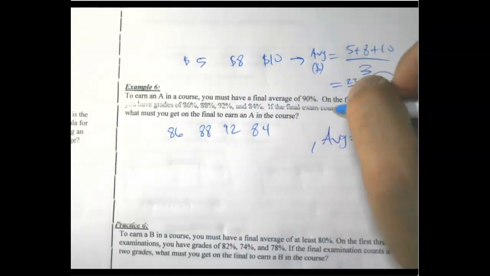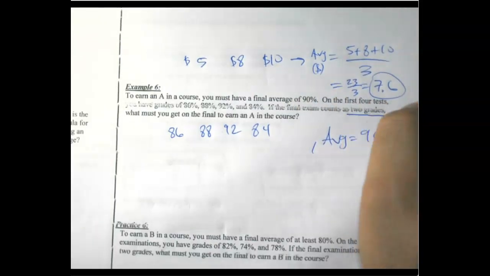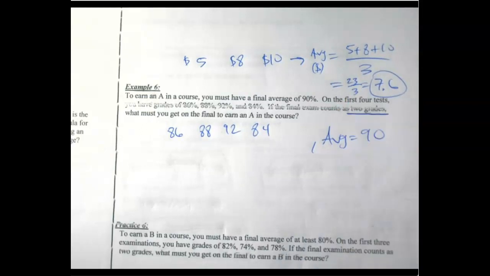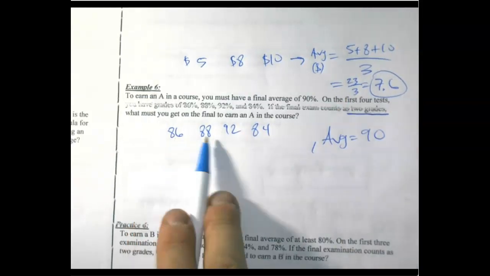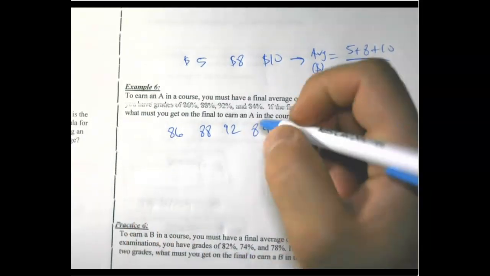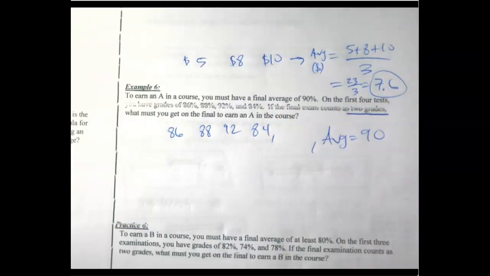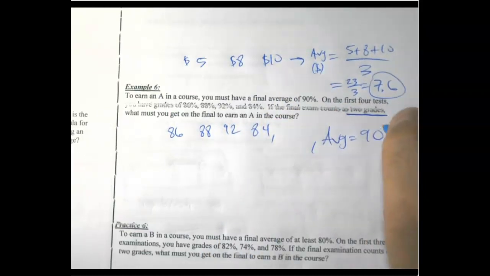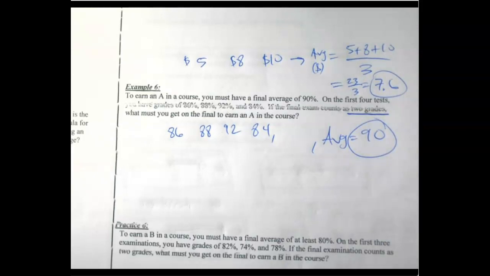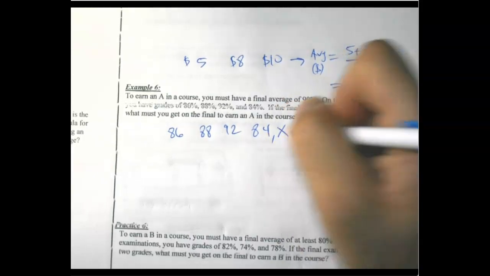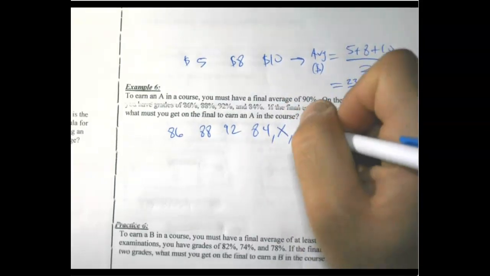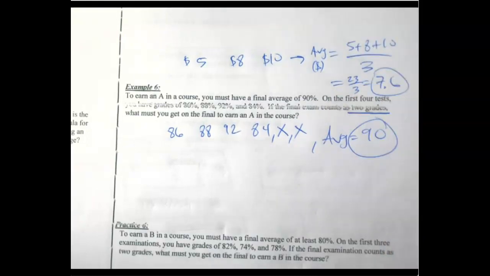Also, there is one little note here. I know the print quality is bad, but it says that the final exam counts as 2 grades. So these are all 1 grade. And the final exam counts as 2 grades, and we don't know what the score is, but we want to average out to 90. So what we're going to do is count the final exam as 2 unknowns, because it counts as 2 test scores.